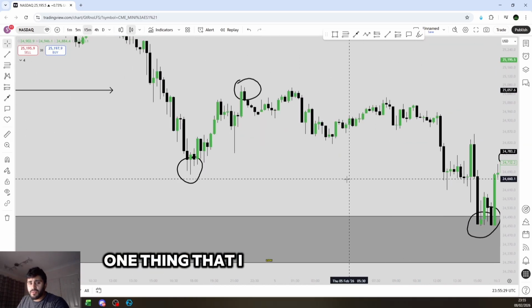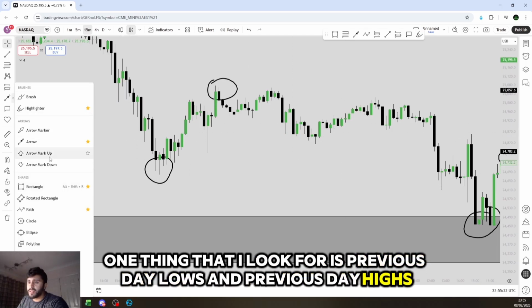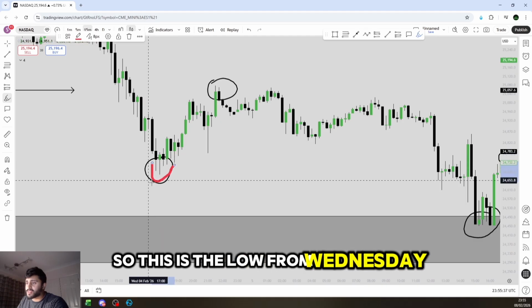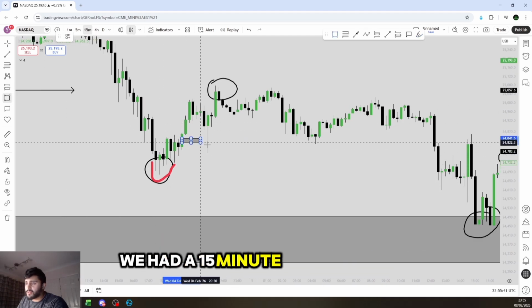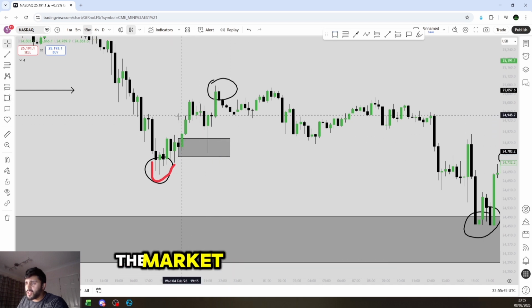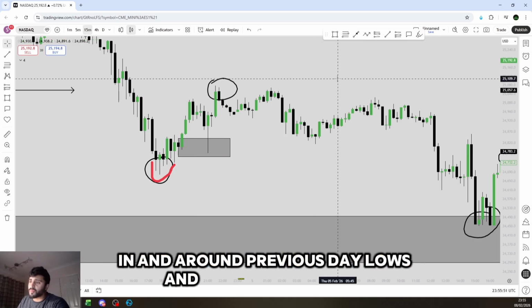One thing that I look for is previous day lows and previous day highs. So we're going to start off by looking at this low over here. This was the low from Wednesday the 4th. On Wednesday the 4th, we had a 15-minute fair value gap just over here. So this is how the market works. The market will create these key levels in and around previous day lows and previous day highs.